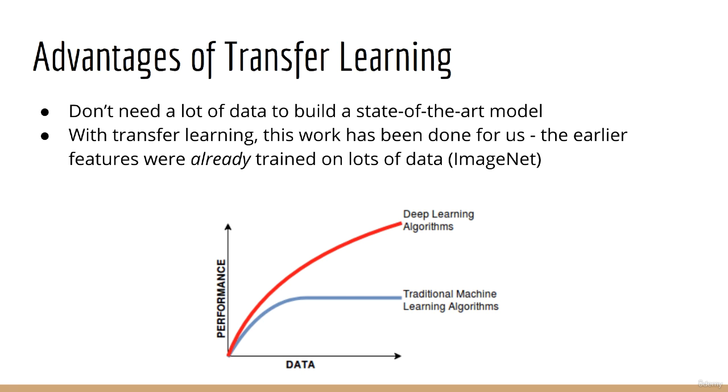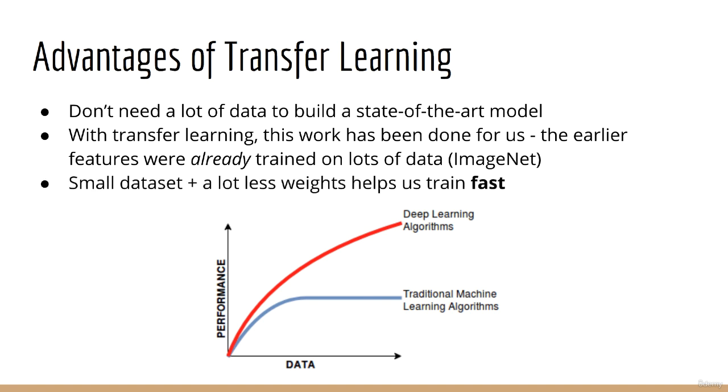And so transfer learning allows us to get the benefits of deep learning without needing to have a ton of data ourselves, and on top of that, it means we can train our model a lot faster. Not only are we just training a logistic regression, but we have a smaller dataset compared to what we would need if we trained our model from scratch.